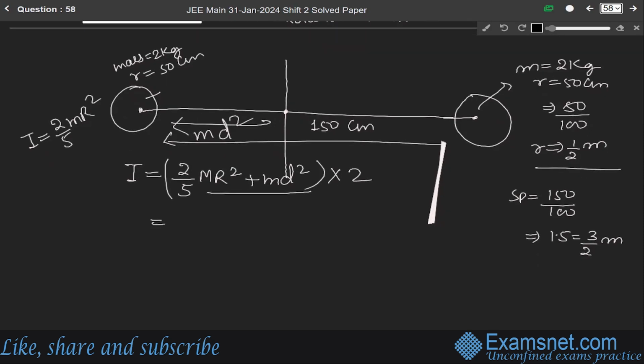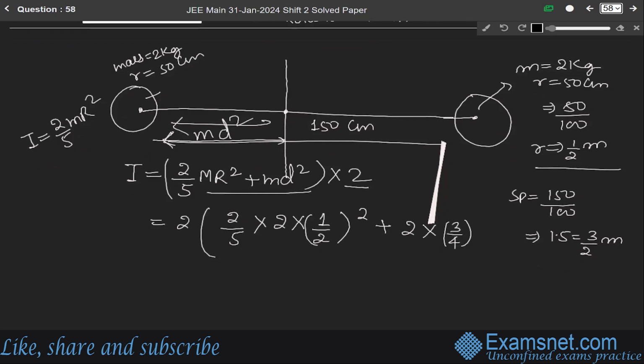So it will be equal to 2 into 2 by 5 into m. M is 2 kg and our radius is 1 by 2 meter, so r square is 1 by 2 whole square, plus m, the mass, is 2, into d. D is this separation, which means 3 by 4 whole square.